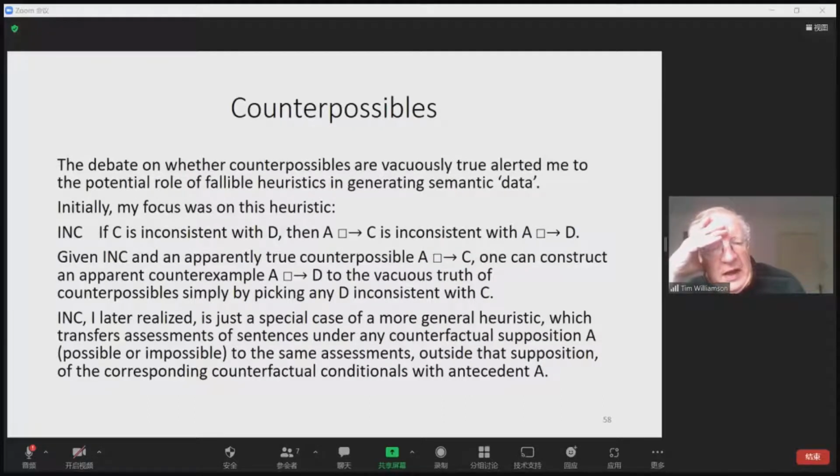But INC, I later realized, is just a special case of a more general heuristic, which transfers assessments of sentences under any counterfactual supposition A, possible or impossible, to the same assessments outside that supposition of the corresponding counterfactual conditionals with antecedent A. So that's basically a version of the suppositional test that I talked about, but in some subtle ways you have to do things a bit differently if you're making a counterfactual supposition.